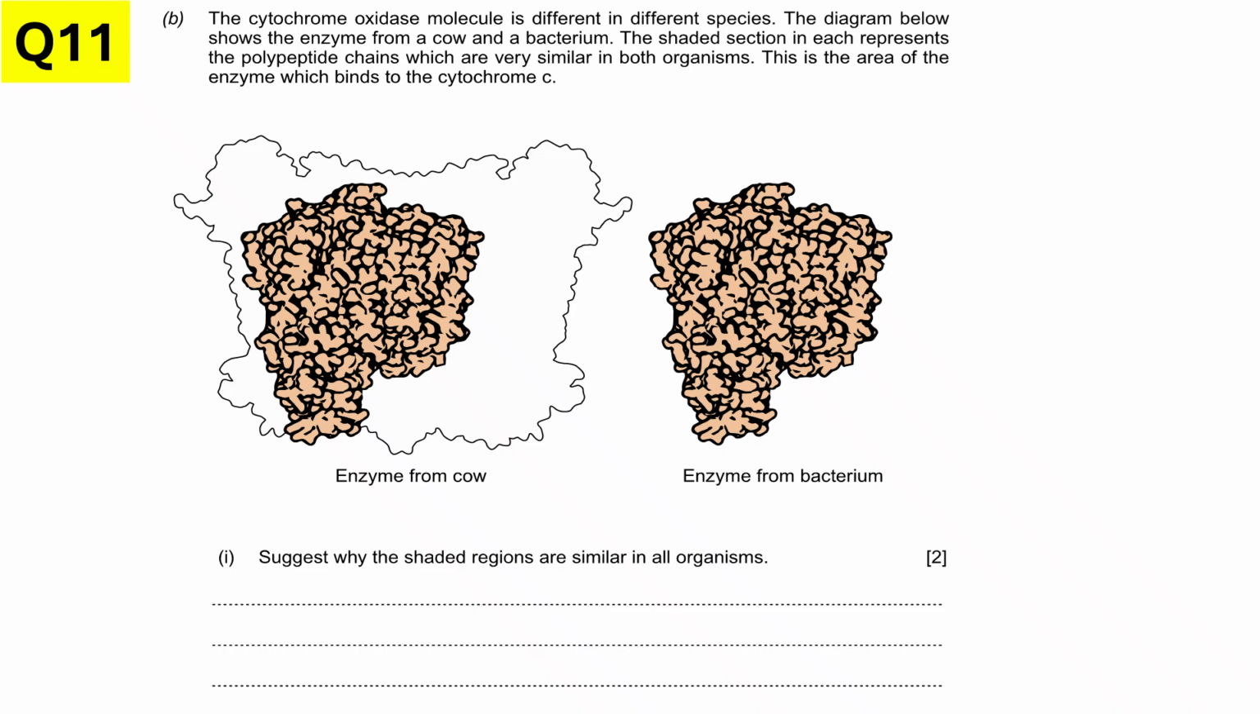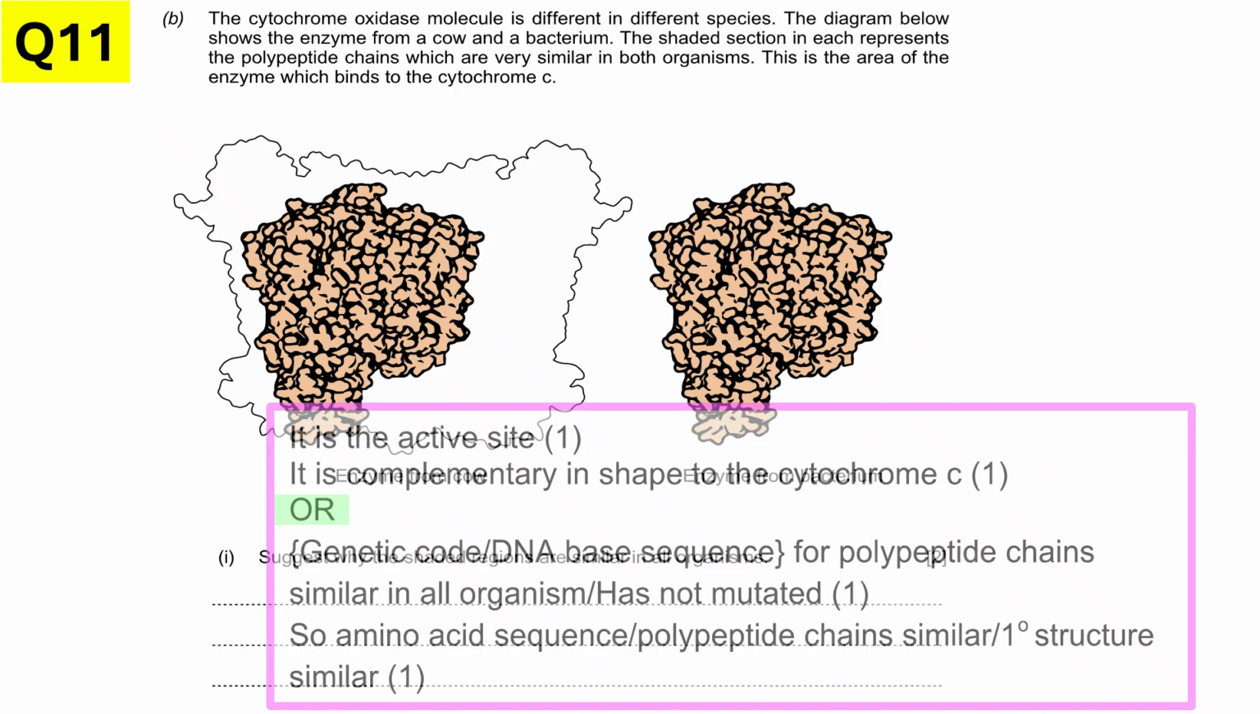And it does tell us this is the area of the enzyme which binds to the cytochrome C electron carrier in order to pull the electrons from that carrier and into and through the two enzymes that we can now see on the picture. Suggests why the shaded regions are similar in all organisms, highly conserved.